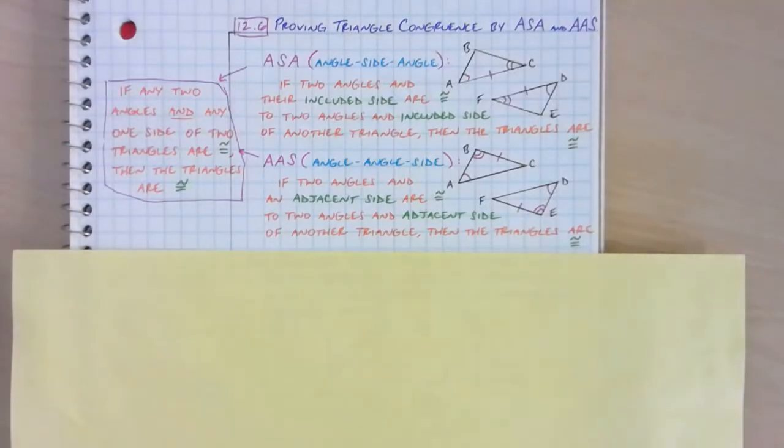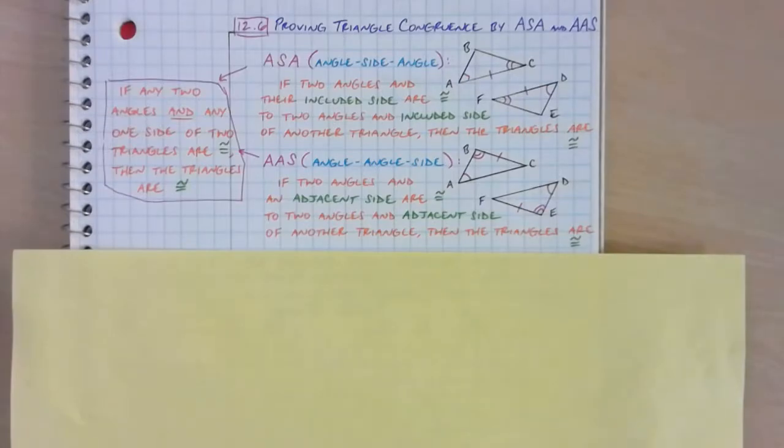All right, Chapter 12, Section 6, Proving Triangle Congruence by ASA and AAS. So we're wrapping up our unit on triangle congruence with our last two theorems that we're going to be dealing with, how to prove that two triangles are congruent to each other.